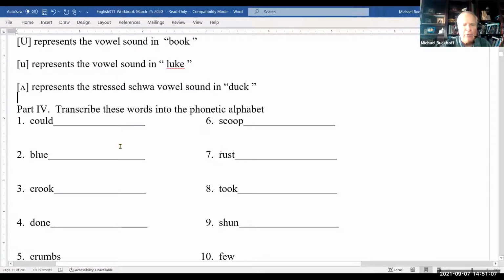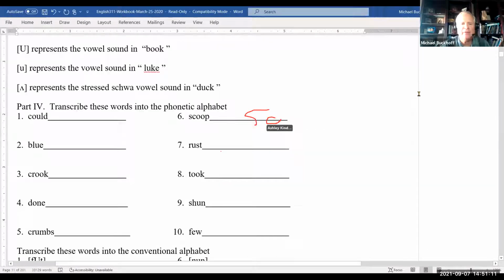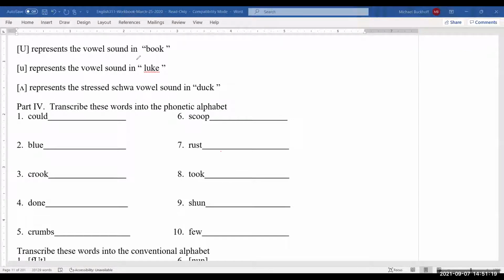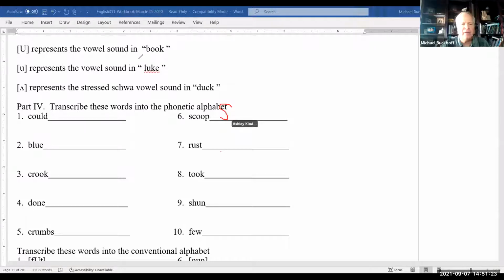Go ahead and transcribe 1 through 10 here. See what we can do on these. Remember the sounds. And I would consider this very, very tough for all of my international students when they're trying to improve their pronunciation. These three are really, really confusing. And they have all these different kinds of spelling patterns.